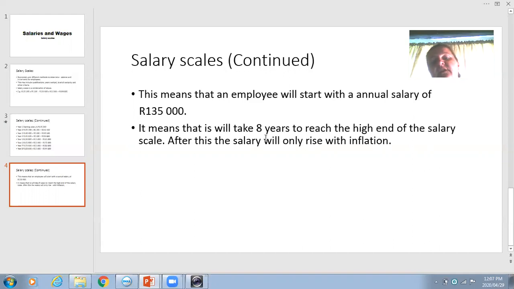After this, the salary would only be adjusted according to the inflation at that point in time, which in South Africa is normally anything between 3 and 5%. And that's it. That's salary scales for you.